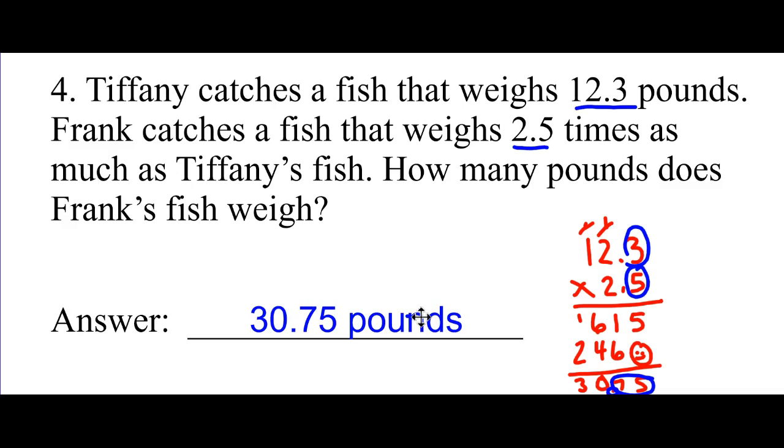30.75 pounds. Make sure that you circle yes or no as to whether you got the question correct on your first try, and explain your error if you made a mistake. When you're finished, hand in your paper and follow the directions for what your next step is.